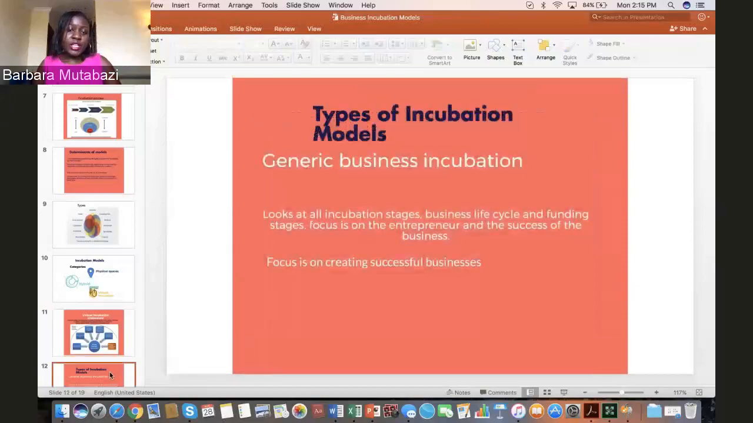Now, I want us to look a little bit at the models. There's a generic business incubation model where you're going to look at all the stages of a business or a startup's life. You're going to start from "I have an idea," or even when they don't have an idea. For example, you might not have so many ideas coming into your incubator, and you're going to look for them.